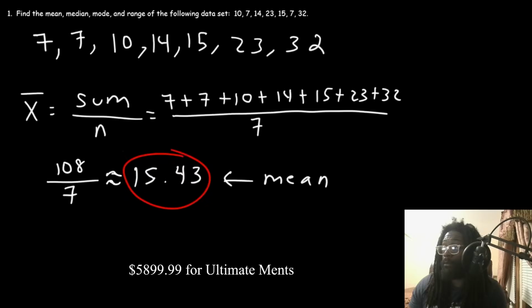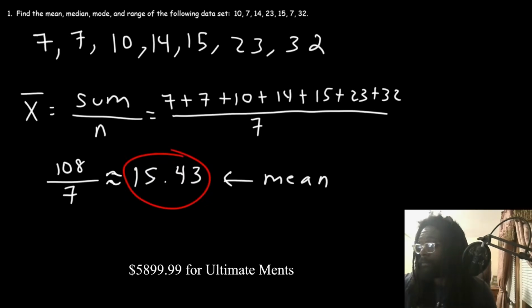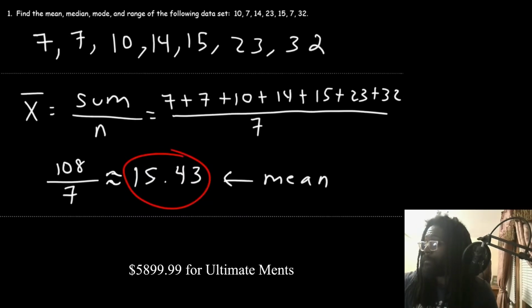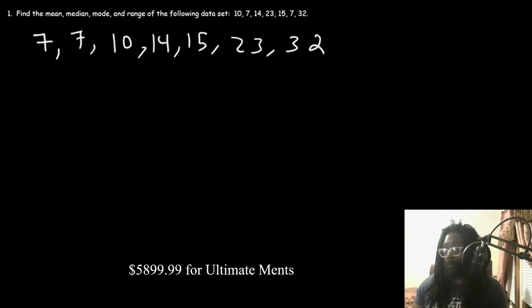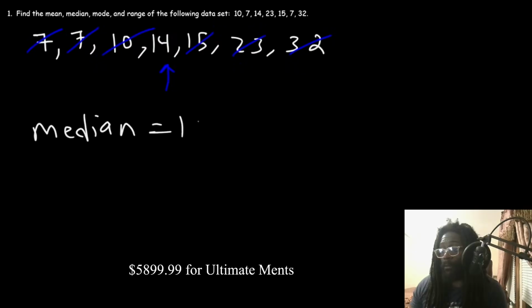How can we find the median of this data set? The median is basically the middle number. So what I like to do is eliminate the first and the last number. And then working towards the middle, I'm going to eliminate the next two numbers until I'm left with the middle number. So as we could see in this example, the median is equal to 14. It's simply the middle number of the data set. Okay. Now what about the mode?